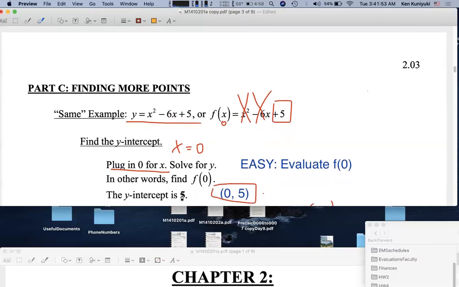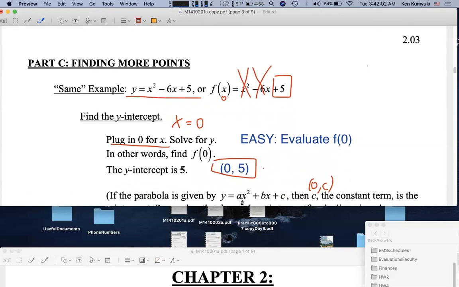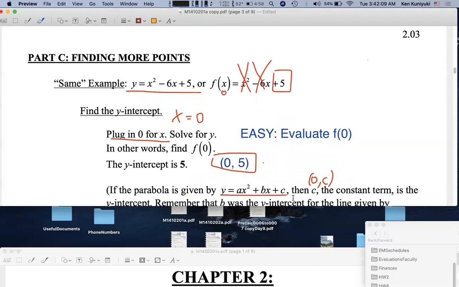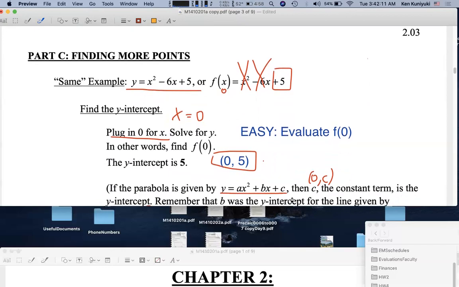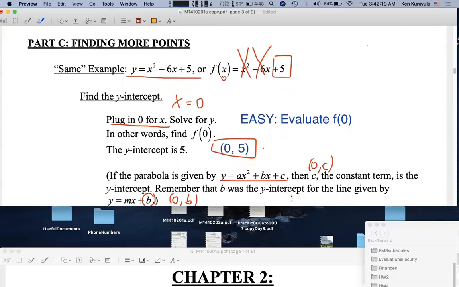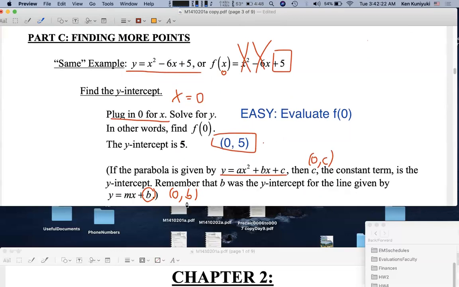Back in my day, we were lazy. We just said 5. You should say the ordered pair 0, 5. In general, if you have y equals ax squared plus bx plus c, then 0, c, where c is the constant term, is going to be the y-intercept. Just as with slope-intercept form for a line. What was slope-intercept form? It was y equals mx plus b. And once again, the constant term gave us the y-intercept, 0, b.